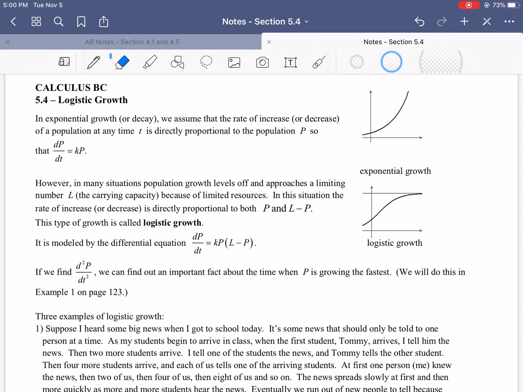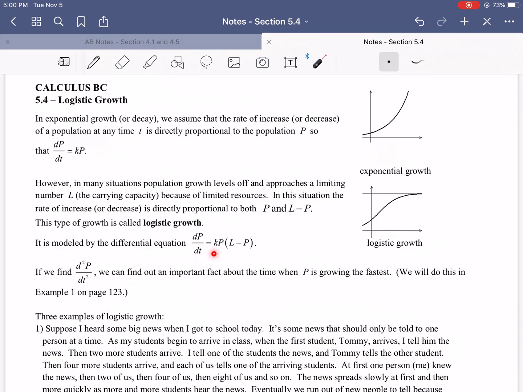And this is what the graph right here of an exponential growth looks like. It continues growing with no stopping point. The difference between exponential growth and logistic growth is that in logistic growth, in many situations, the population growth levels off and approaches what we would call a limiting number or a carrying capacity because of limited resources. Here's what the graph of a logistic growth function might look like, and it is modeled by this differential equation.